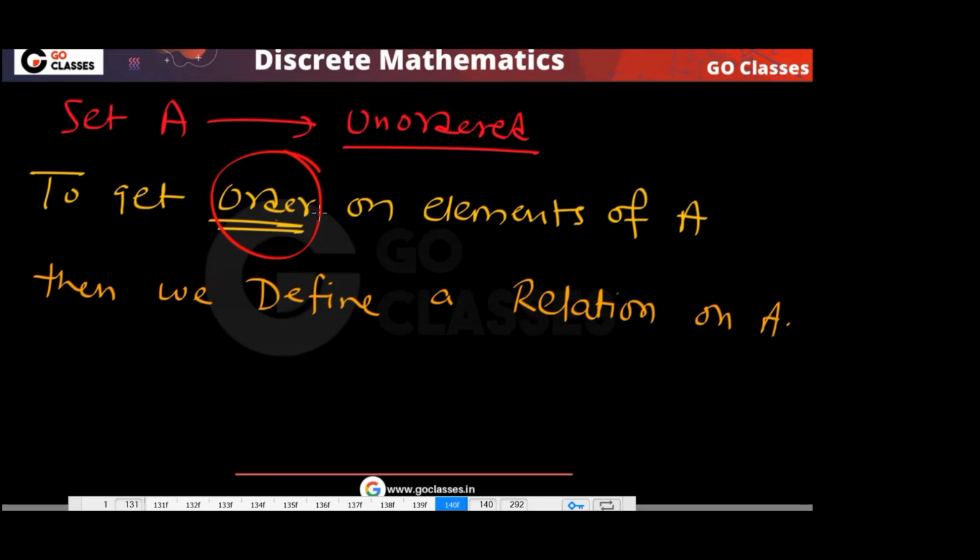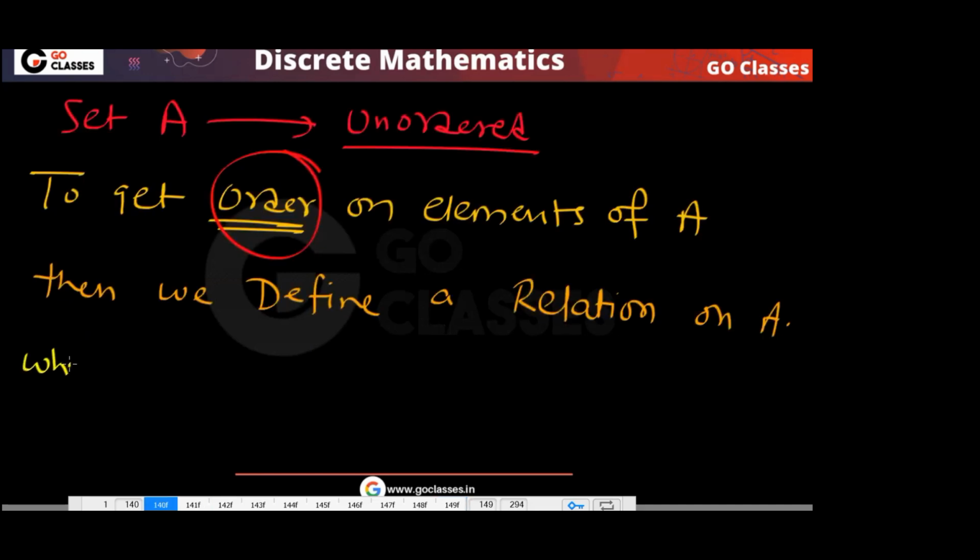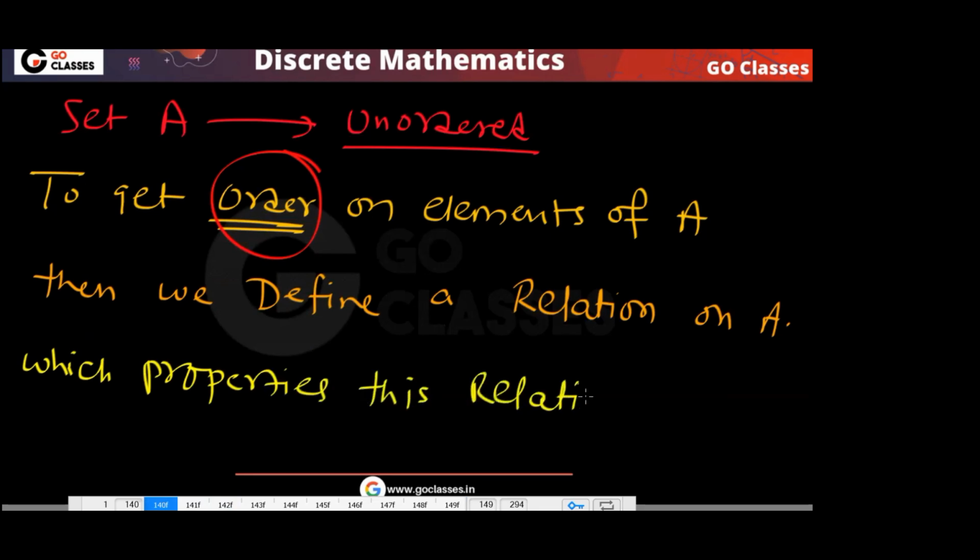Now tell me, this order you want, my question is, which properties should this order satisfy? Which properties should this relation satisfy, so that we can get an order?